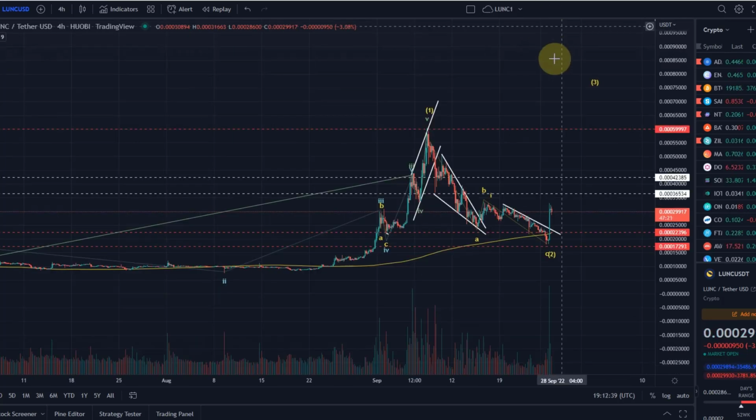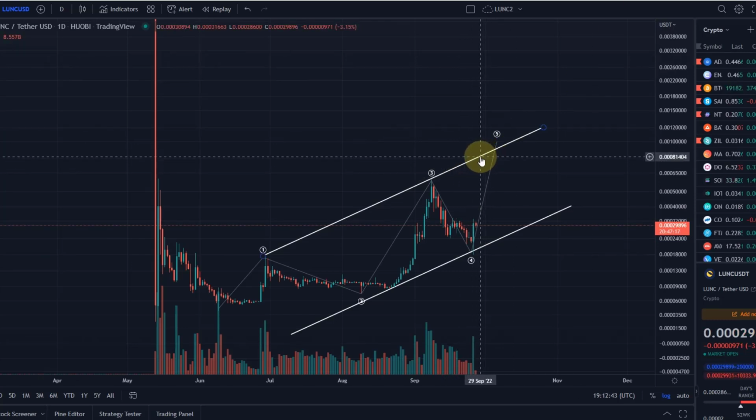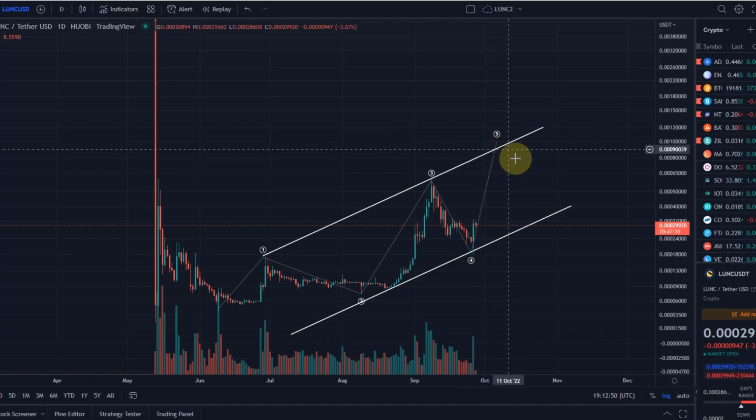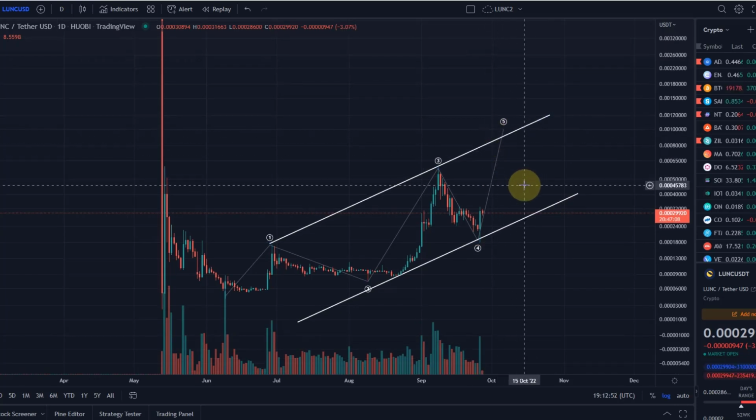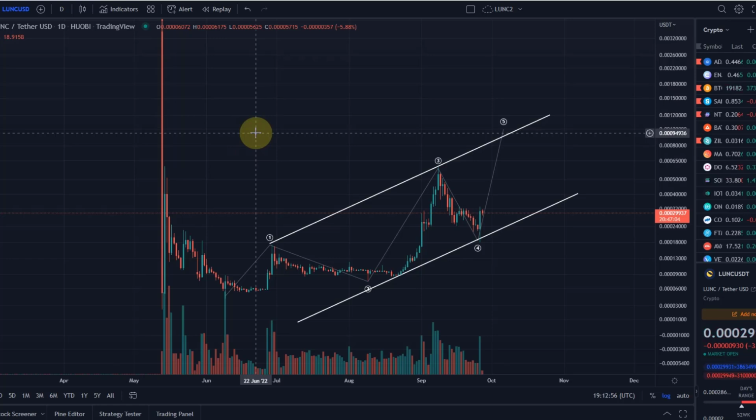A target here, we can look at the top of that channel, roundabout similar to the target that I gave you on the other chart, let's say in that region between 0007 and 0008. So this is certainly a level that we need to keep an eye on. These are the counts that we have.